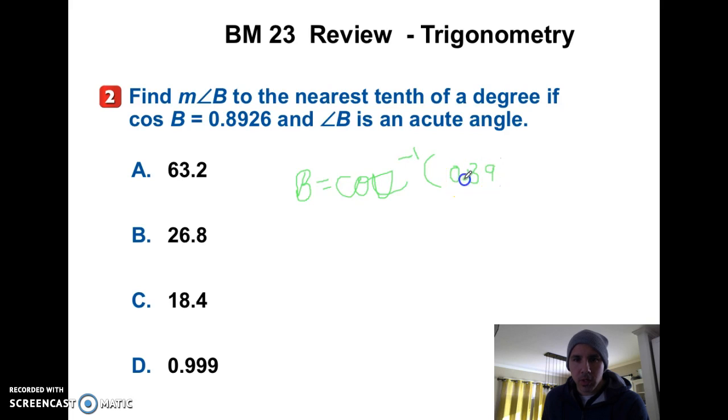Let me make this a little bit darker. 2, 6. Plug this into the calculator, and then you get the acute angle B is 26.8. I have 26.79, but this is pretty good.